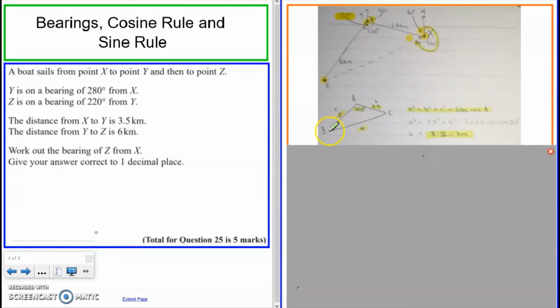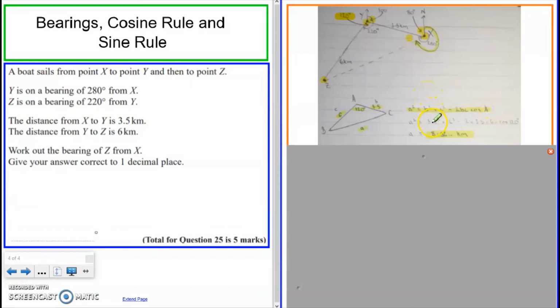Okay. So if I look at the information I now know, this angle is 120 degrees, and that is enclosed by a length of 6 and a length of 3.5. Because I know an angle in between two lengths, I can use the cosine rule to work out the third length. So I'm going to work out the distance from Z to X, which in this little diagram I've labeled B and C, just so it corresponds with the common way of writing the cosine rule.